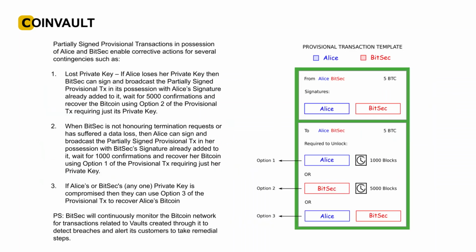Most transactions on the Bitcoin network provide a single option, such as N, or M of N signatures, to spend from them.